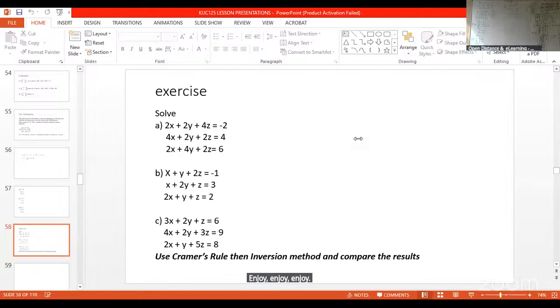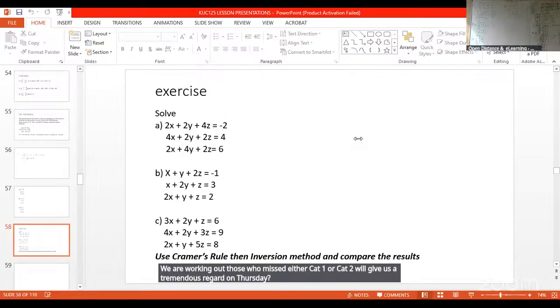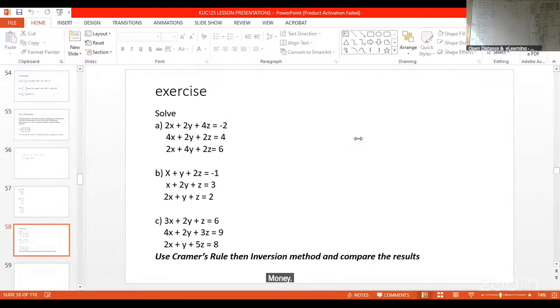So, we are working out those who missed either cut 1 or cut 2 will give a supplementary cut on Thursday morning. I say this so that another one will not come starting to tell me the notice said 5 p.m. I ask you to produce that notice, and you start scratching your head. I don't want that childish nonsense and play of yours. I'll give a makeup cut for only those who missed. If you do it and you have the 2 cut marks, I'll give you 0. Am I clear?